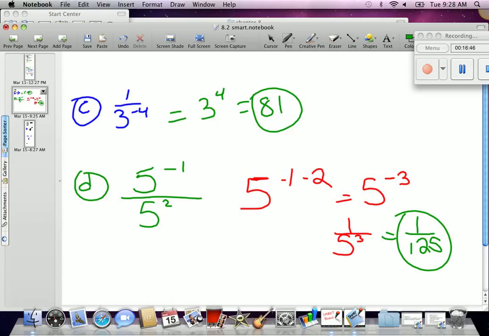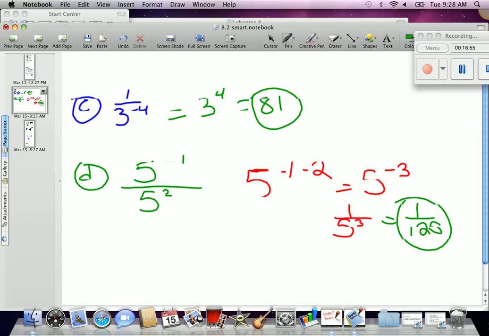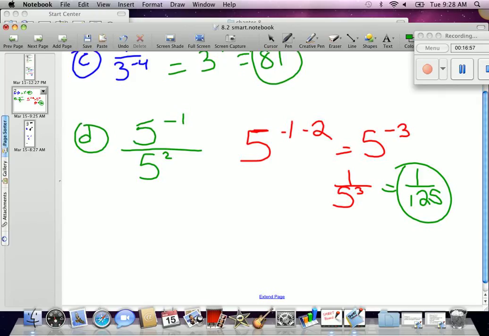But that is subtraction. Okay? Because when we have a quotient, we have to subtract the exponents. So we go negative 1 minus 2. Let's do one more like this, a division one, okay? I'm adding one, so make this E on your paper.